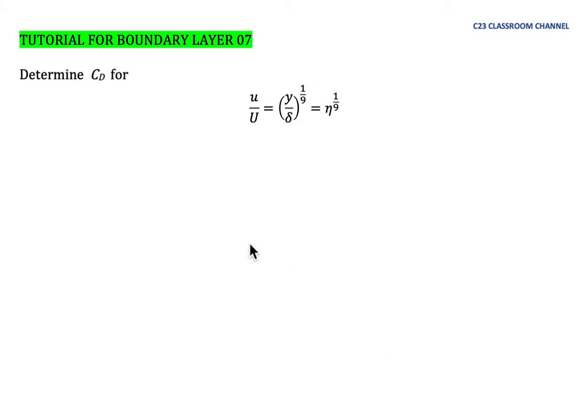This is tutorial for boundary layer number 7. The question is simple. We need to determine the value of CD, the drag coefficient, for velocity profile u over U equals y over delta to the power of 1 over 9.